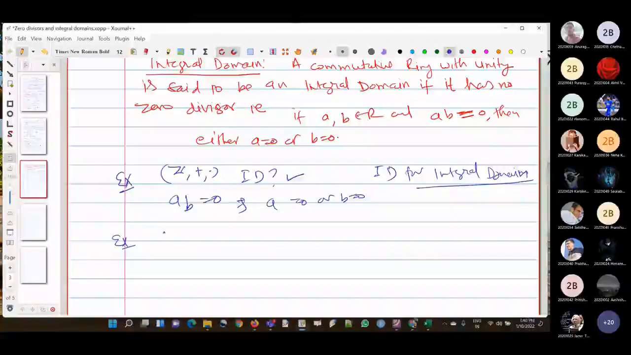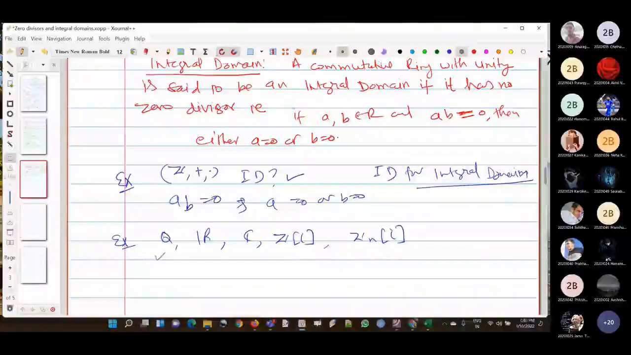Similarly you can talk about Q, then real numbers, then complex numbers, then Z[i]. Okay, what about Z_n? This is an integral domain, Q.